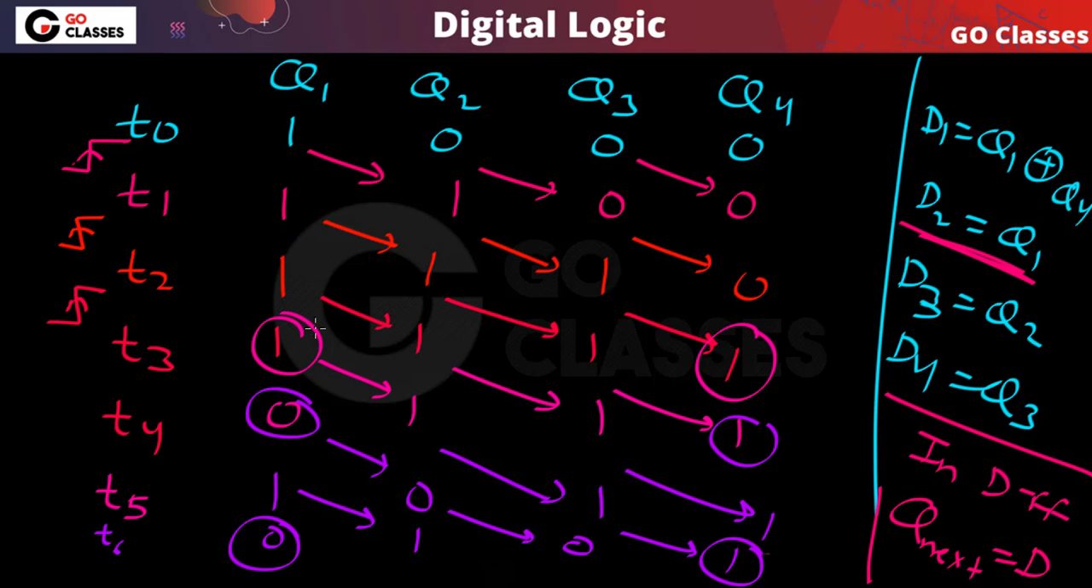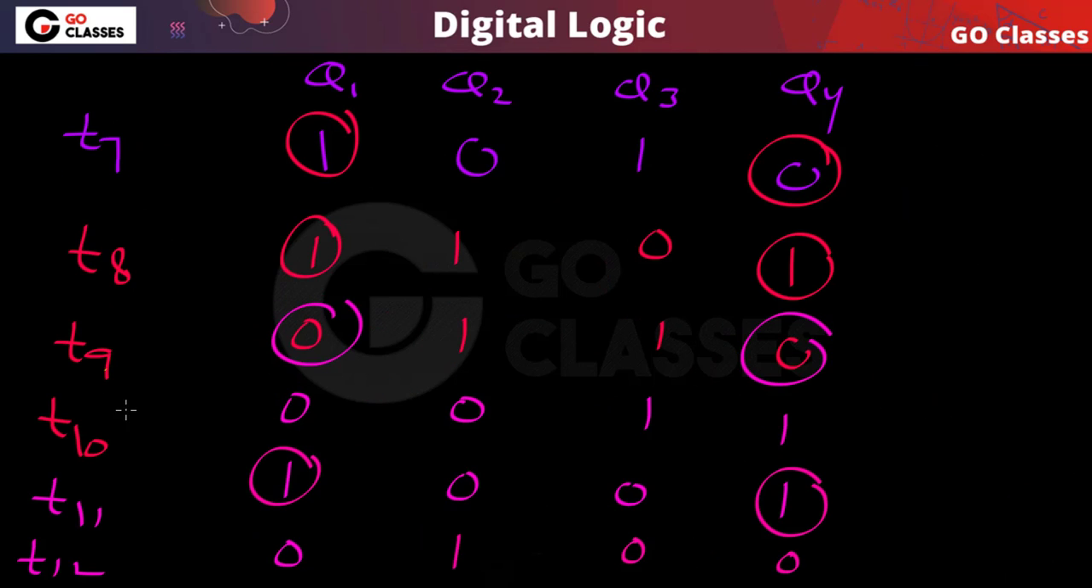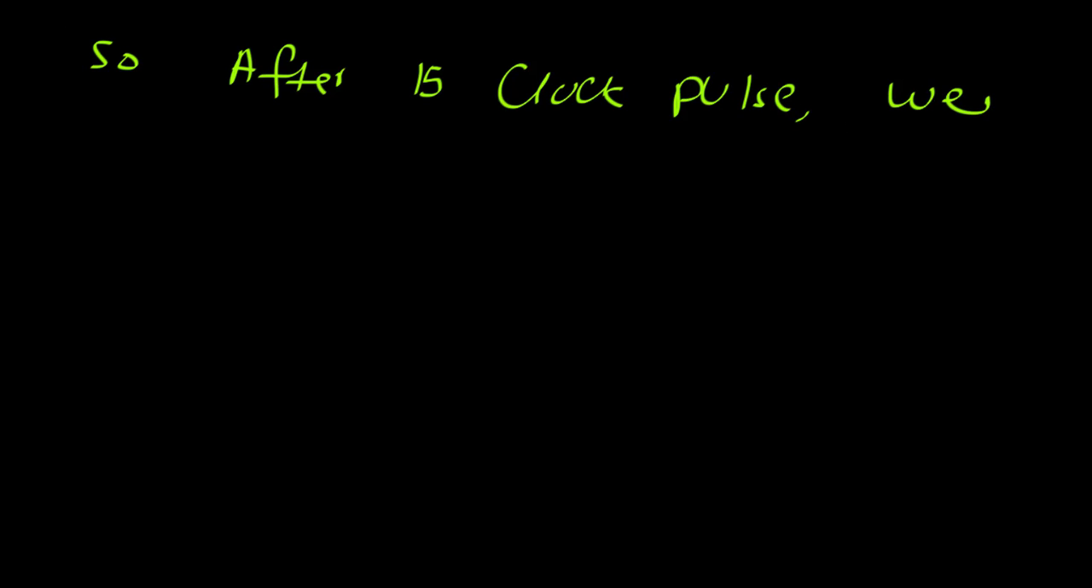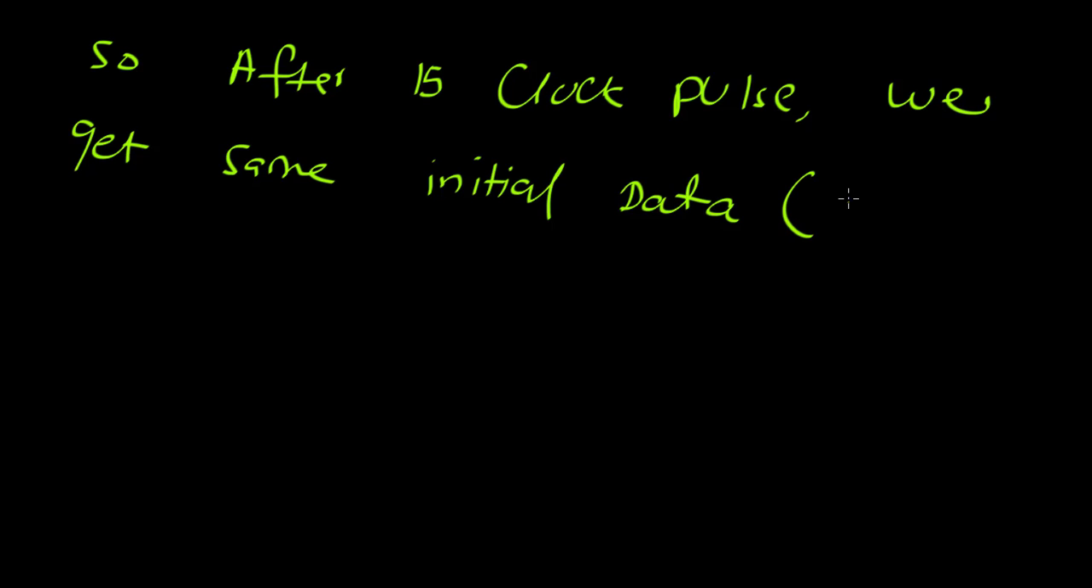Now what will happen? After every clock pulse, you can notice the register content will change, and it will change like this. This is the initial. After one clock pulse, that is T1, T2 means after two clock pulses, and so on. I can say that after 15 clock pulses, you will again get the same initial data, and this is our initial data.